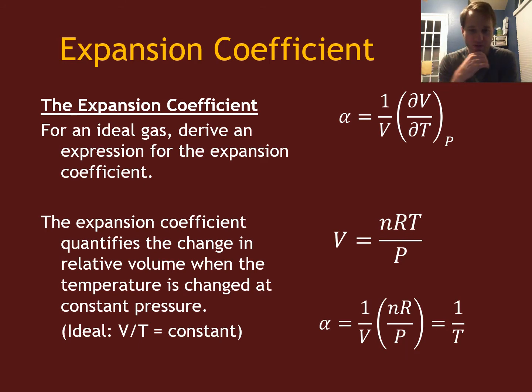We want to derive what the expansion coefficient is for an ideal gas. We need to think of what volume is in terms of temperature, and then we plug that in to our derivative. So dV dT, the derivative, is just going to be nR divided by P, and then you're going to be left with nR divided by P divided by V, which is just going to equal 1 divided by the temperature. So alpha for an ideal gas is just 1 over T.